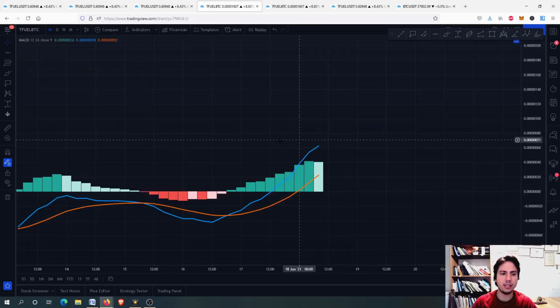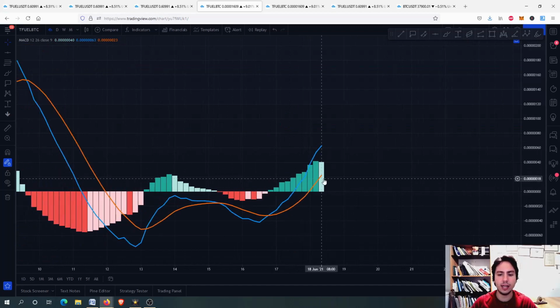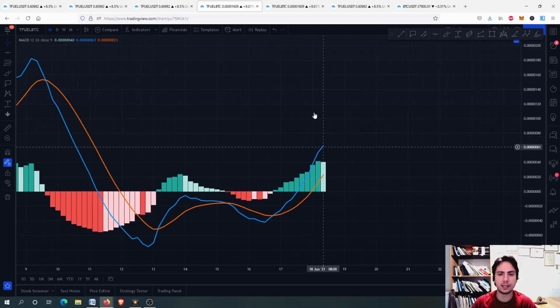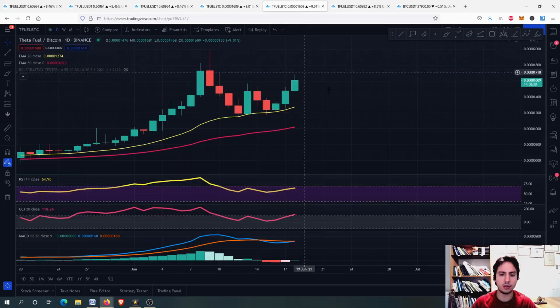Alright, so we are going now to the MACD on the 4-hour frame. We are looking good, guys. We are looking pretty good. Let's go now to TFUEL Bitcoin, the daily chart.